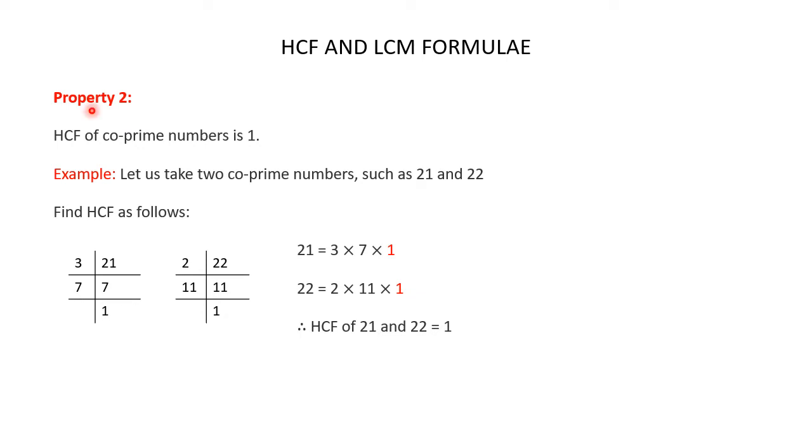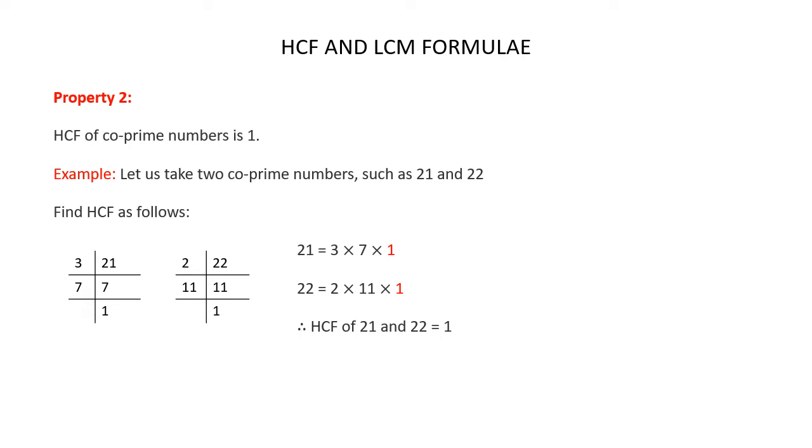Property 2. HCF of coprime numbers is 1. Let's see if this is correct by taking two co-prime numbers 21 and 22. First, we have to find the HCF of 21 and 22. We'll find the HCF of the two numbers by prime factorization method. To do that, first we have to find the factors of 21 and then find the factors of 22 separately.